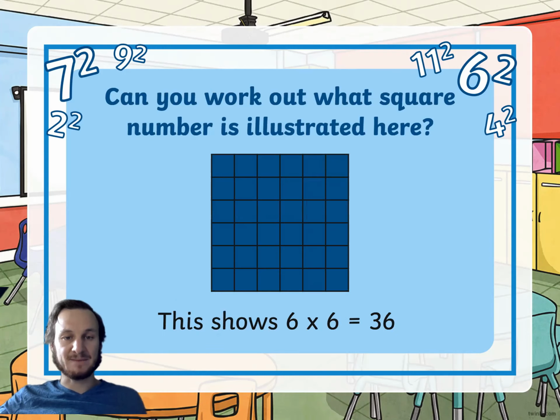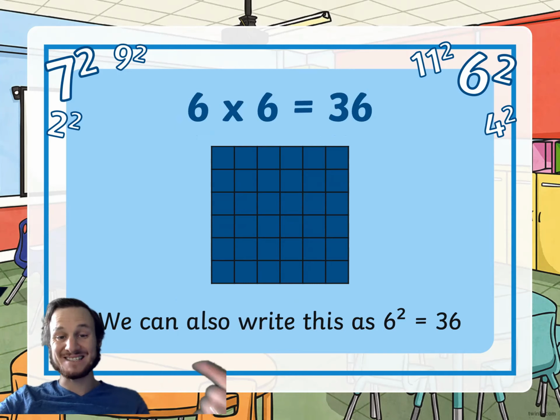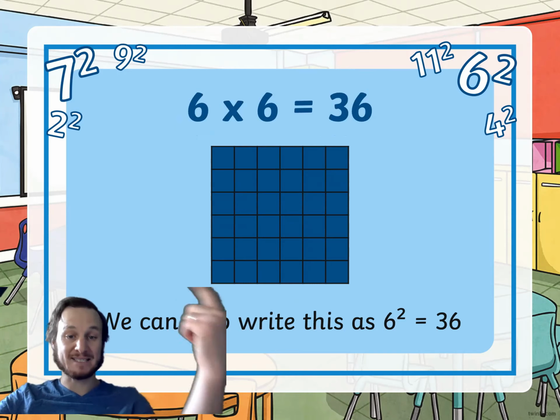Perfect. Same as this one. If it's 6 across and 6 up, then we write 6 squared, which equals 36, right? And we write it like this, with the 6 and a little 2 above it. So remember that 2 means squared. It means it times by itself.